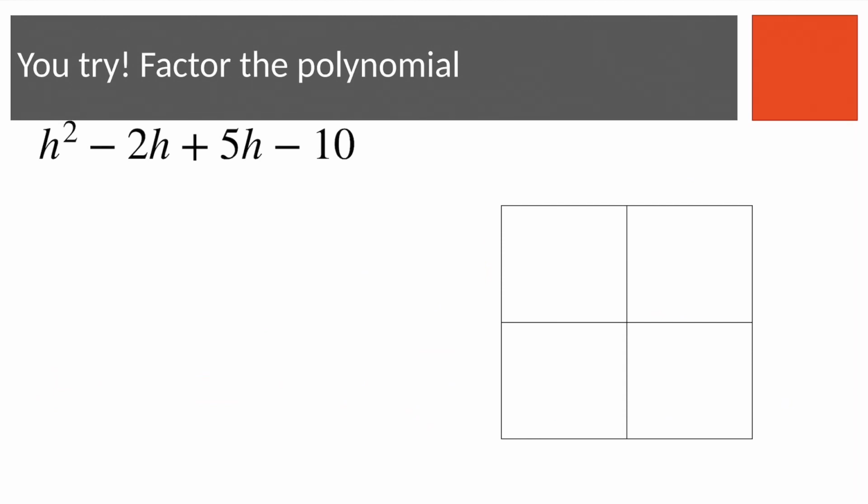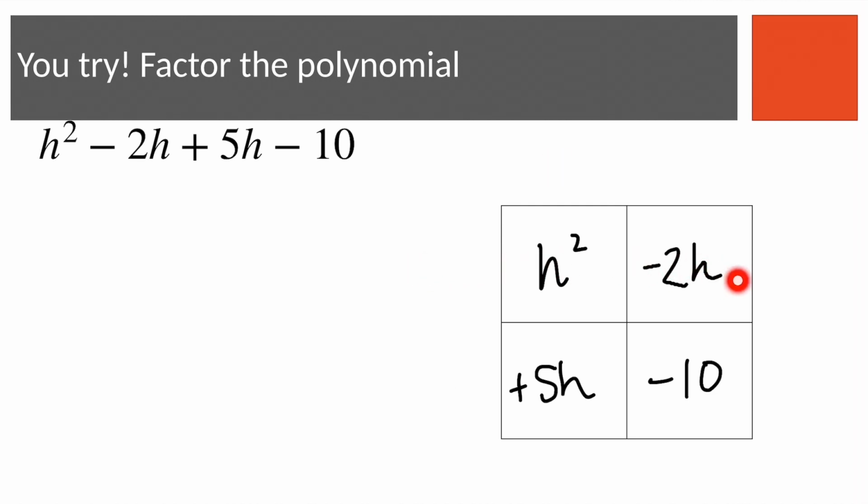All right, so the first thing we have to do is fill in our box. So h squared minus 2h plus 5h minus 10. And now to get these outside spots, we look for our greatest common factor between these two. So the greatest common factor between h with the power of 2 and minus 2h is h. And the greatest common factor between 5h and 10 is 5. And because that 5 is touching a positive, it's going to be positive.